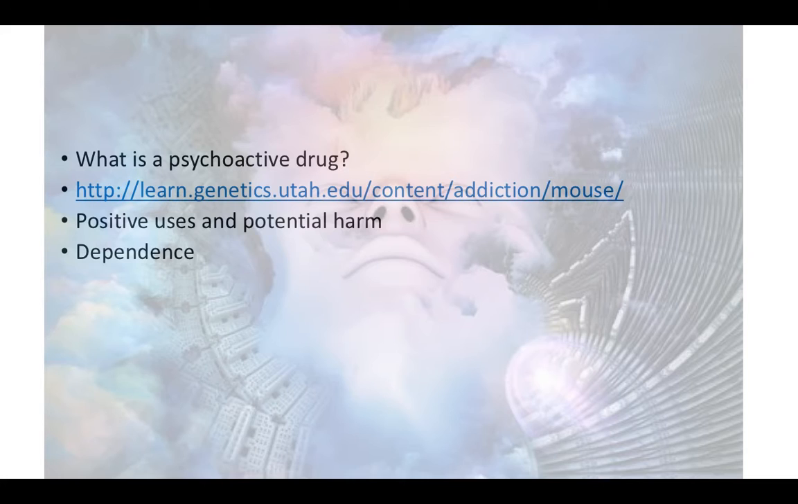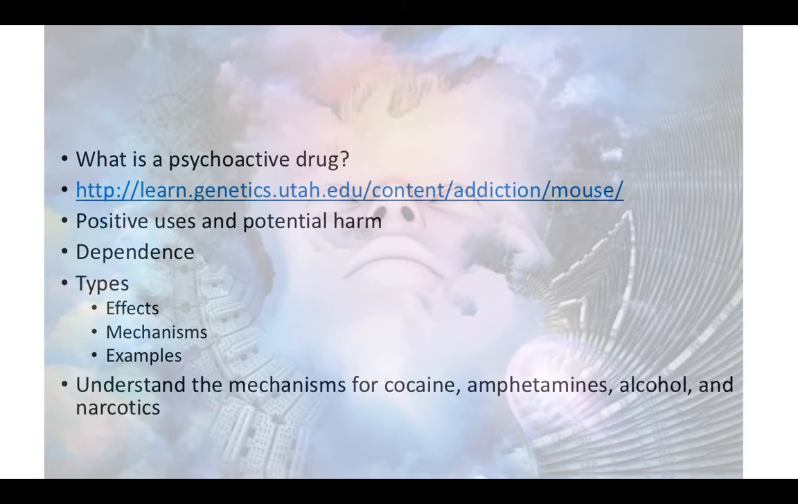You should understand dependence, physical and psychological. You should know the major types of drugs and the effects in general of them, the mechanisms of a few of them, and some examples of each type of drug. And then you should understand the mechanisms for 4 specific ones: cocaine, amphetamines, alcohol, and narcotics. These are not all the drugs out there, but just the major classes that we're going to focus on for this unit.